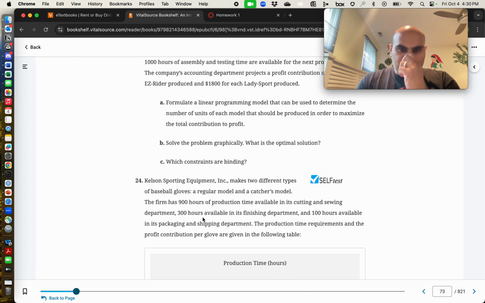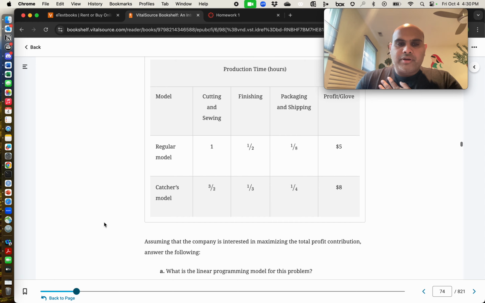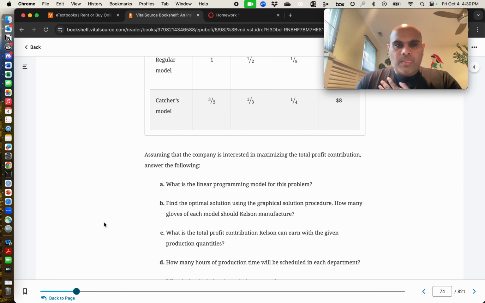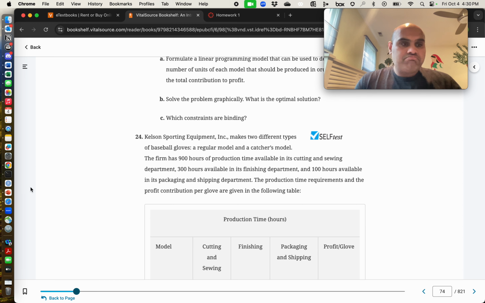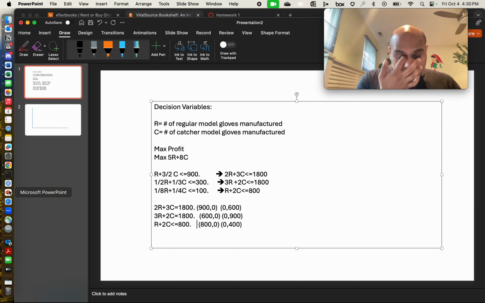So see, don't make the same mistake that I made. All right, so let's read this. It says, right, so two different types of models. So the firm has 900 hours of production time available in cutting and sewing, 300 in the finishing department, and 100 hours available in the packaging and shipping department. The production time requirements are given here. Assuming the company is interested in maximizing total profit contribution, what is the... no, you know what, I had this right. No problem there.